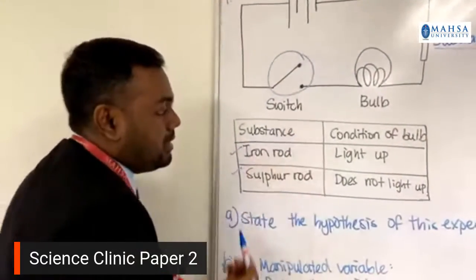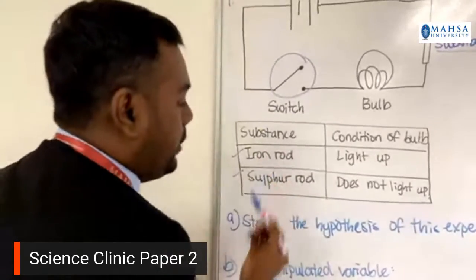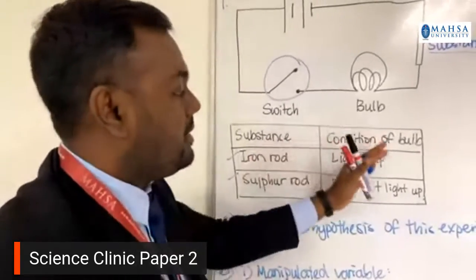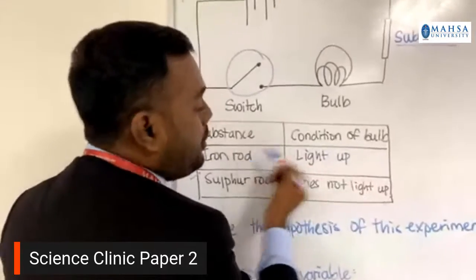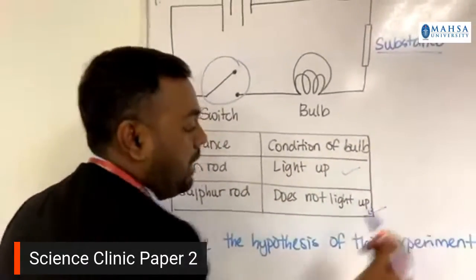Okay, so these are the results of this experiment. In one we use an iron rod, and in the other we use a sulfur rod. These are the results, the condition of the bulb. When I use the iron rod, it lights up. When I use the sulfur rod, it does not light up.